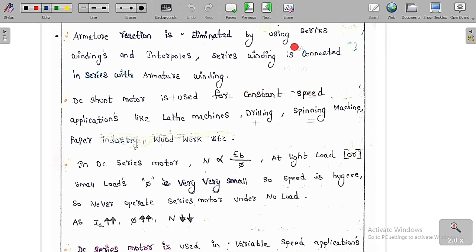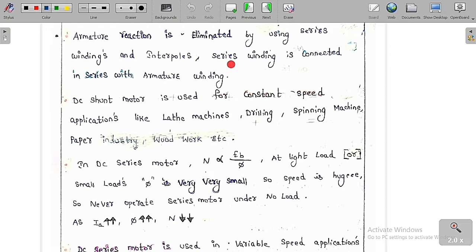Armature reaction is eliminated by using the series winding and the interpoles. The series winding is connected in series with the armature winding. Basically, the series winding is called the compensating winding. So we eliminate the armature reaction with the help of both the interpoles and the compensating winding. The compensating winding is placed on the pole shoes. I have already told you this concept. Therefore, armature reaction is eliminated by using the series winding or compensating winding and the interpoles.